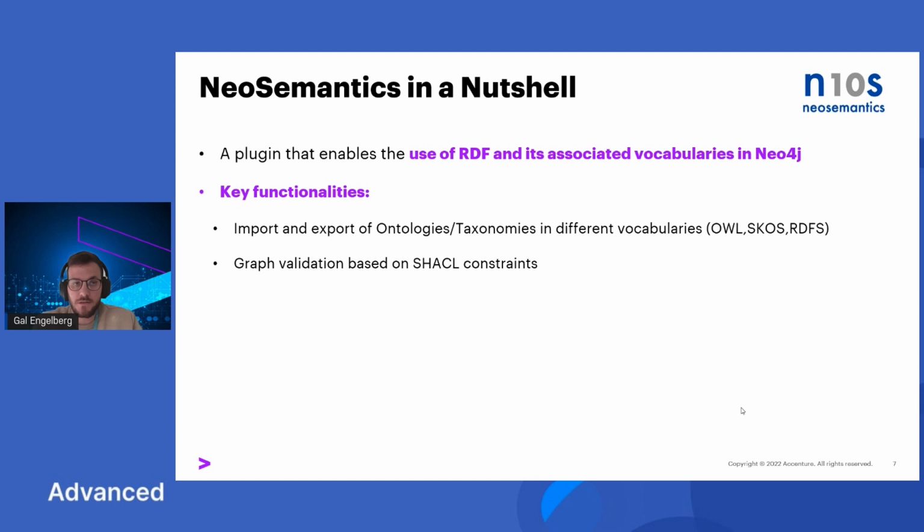The second functionality is performing graph validation with SHACL constraints. And the third one is performing inferencing based on the ontology.